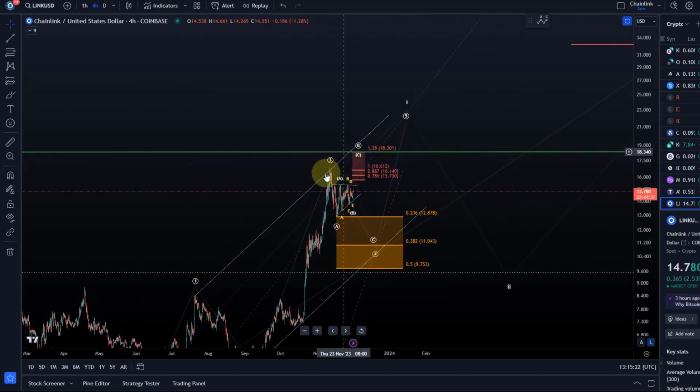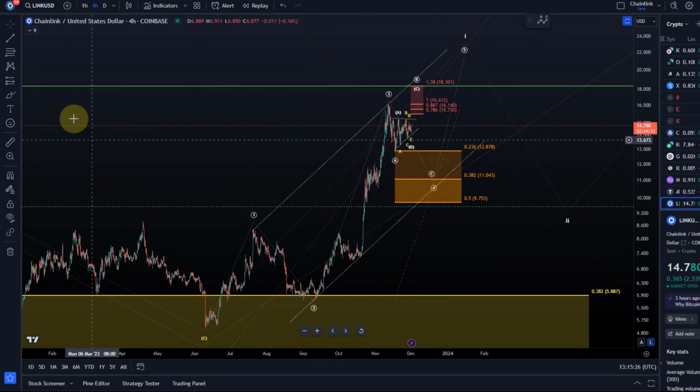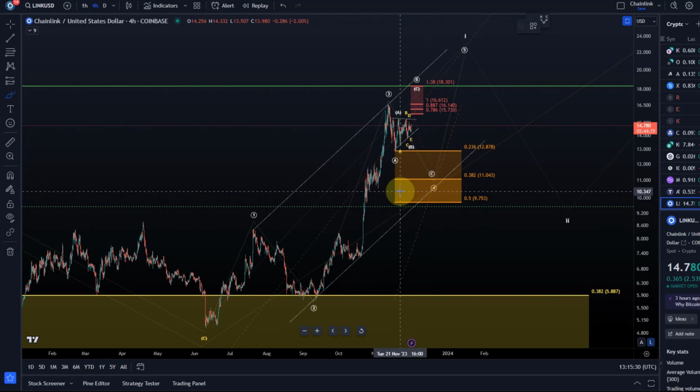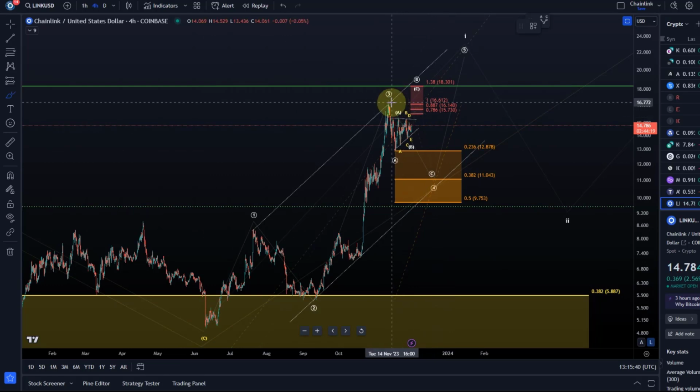Let's talk about the structure here. First of all, you can see we only completed 3 waves up so far. We always need to see 5 to have a good understanding that at least we are on track for something more bullish. Again, we only have 3 so far.